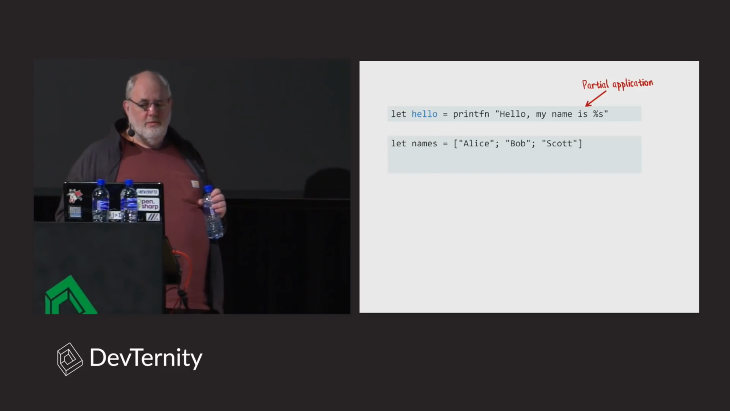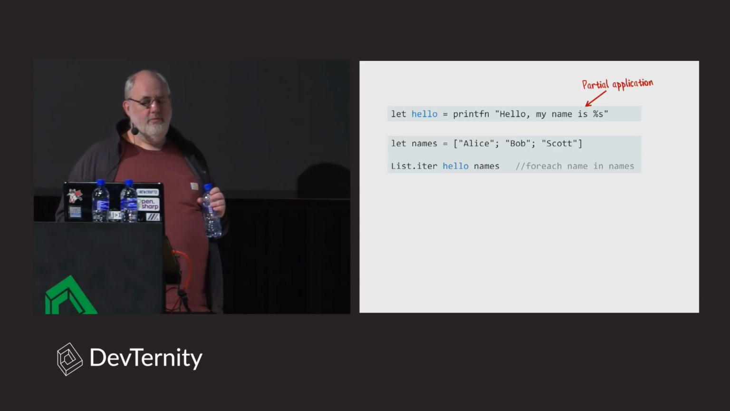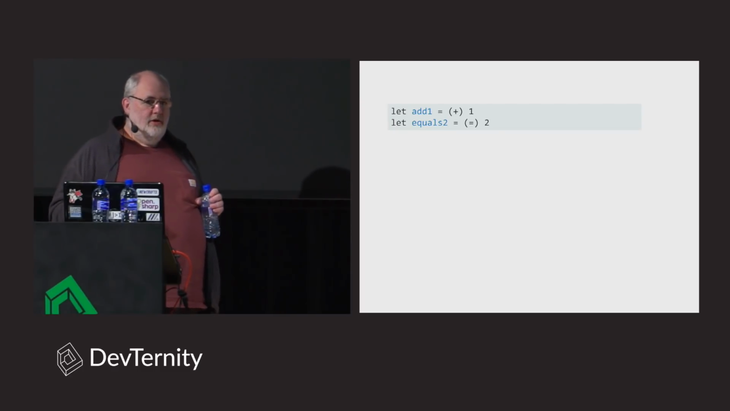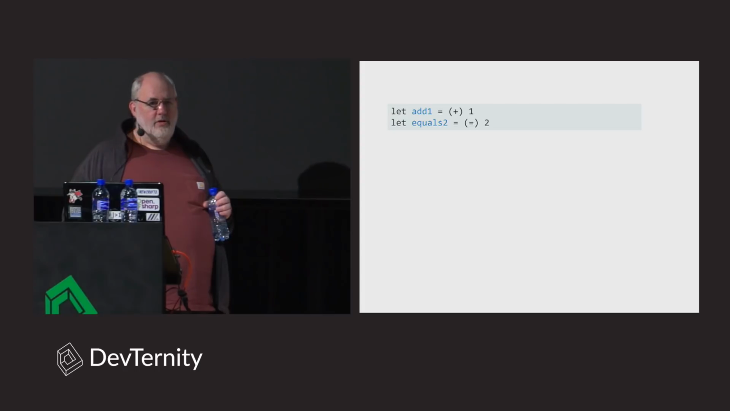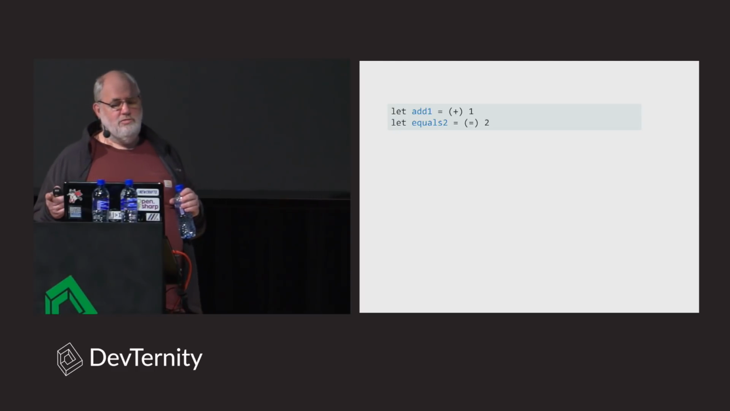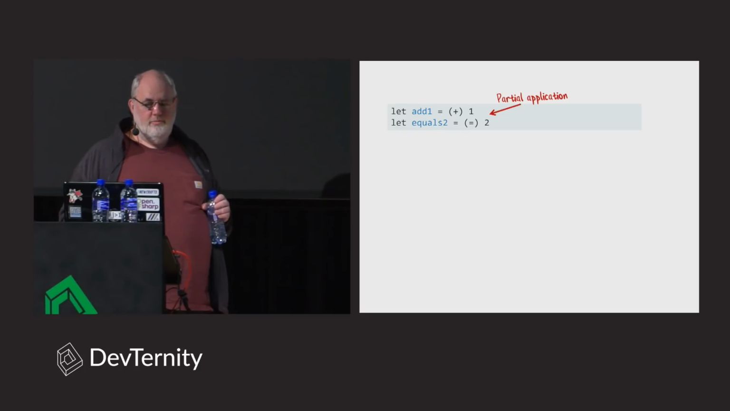I've got a list of people's names, and I'm going to say for each name in the list, I'm going to use this hello function. So the List.iter is just iterating through the list. Or I can have some partially applied arithmetic, adding 1 and equaling 2. Notice that both of these are missing the second parameter. Right, so there's another parameter that's going to come in later on.